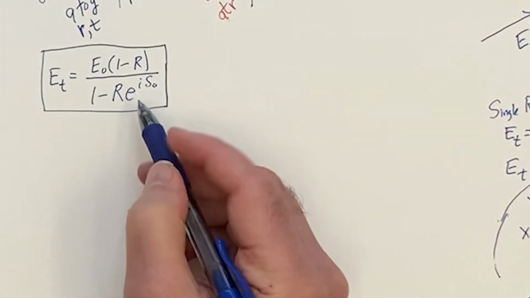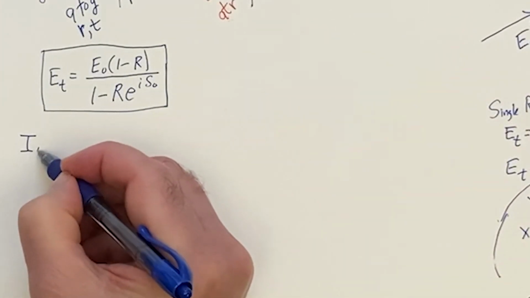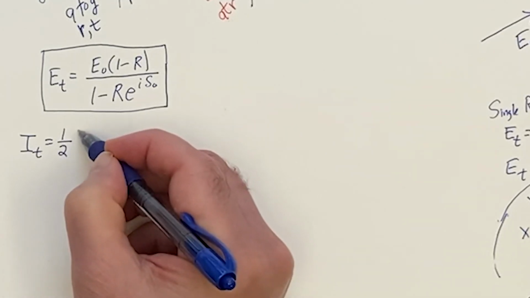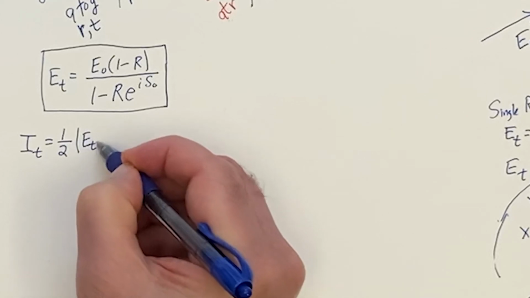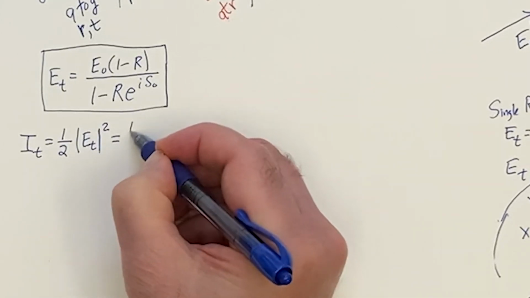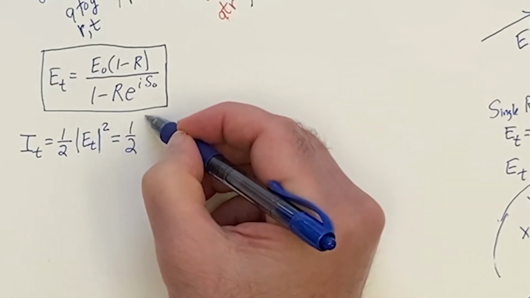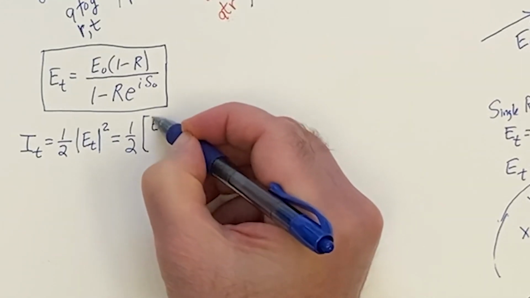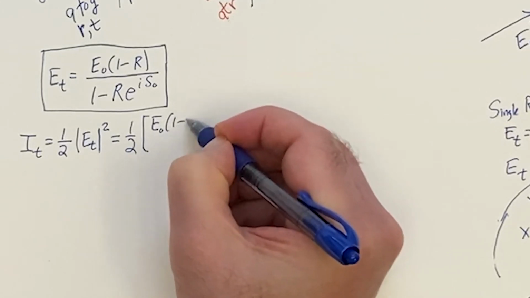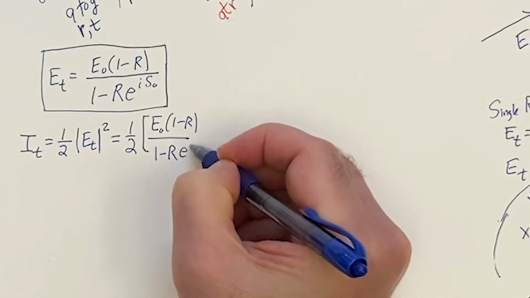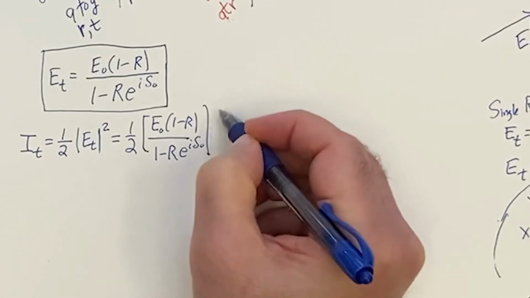The next step is to find the irradiance of the transmitted light, and that's going to be 1/2, take the modulus and square it. So that would be 1/2, and we can do that by taking the E naught and then take the same thing with the star.